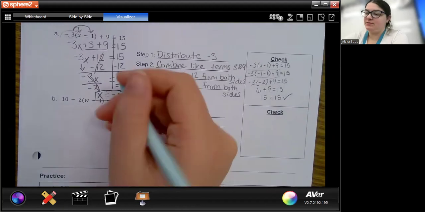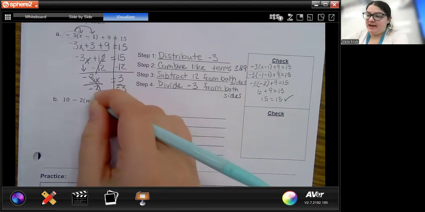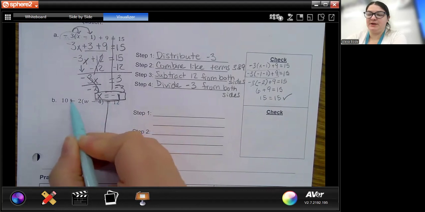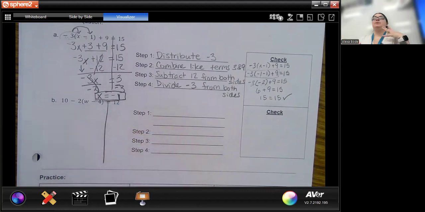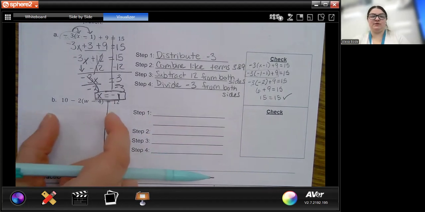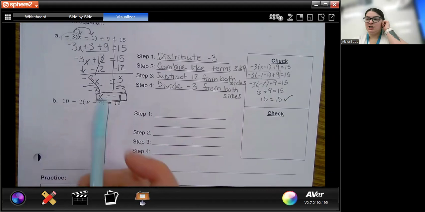Okay, moving down to our second problem. So again, I have parentheses here. I want to distribute. I need to simplify that. The whole idea of us distributing and combining like terms is we want to simplify this side of the equation. So if I'm simplifying, I can simplify by distributing and by combining like terms. So I do want to distribute first because you'll see I have like terms inside the parentheses, but I can't combine them until after I distribute.